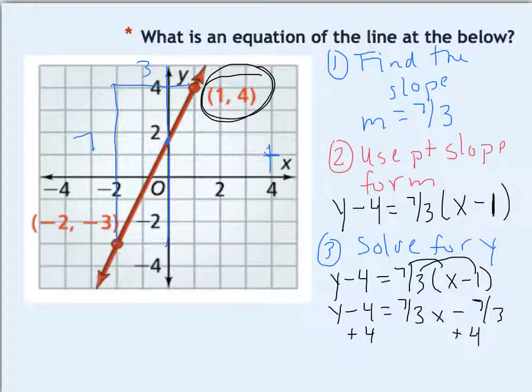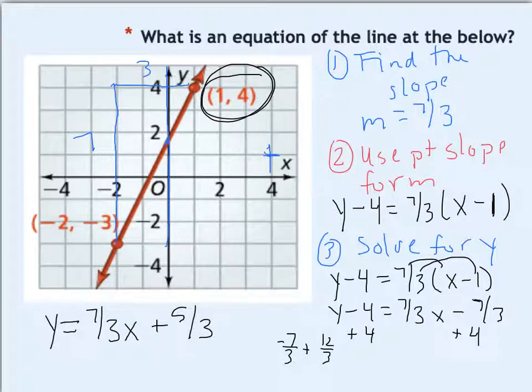So my final answer here would be y is equal to, and I want you to leave your answer in fraction form, 7/3 x, and then negative 7/3 plus 4. That would be the same thing as negative 7/3 plus 12/3. So that's going to give me plus 5/3. This would be my final answer.